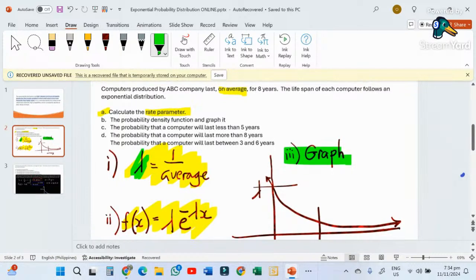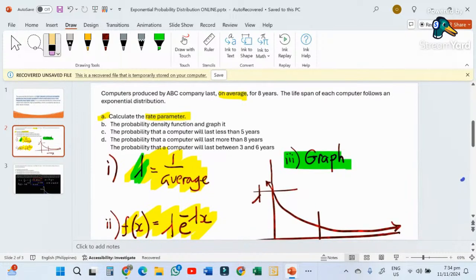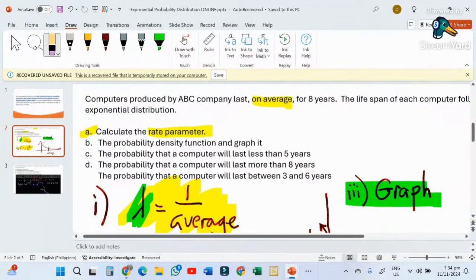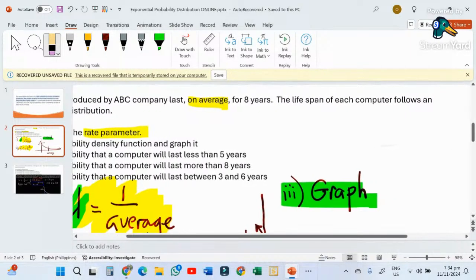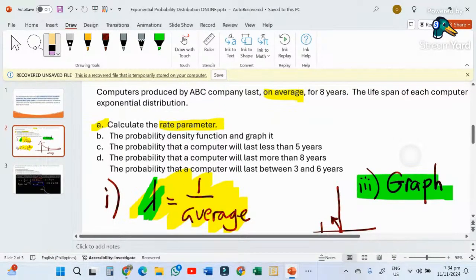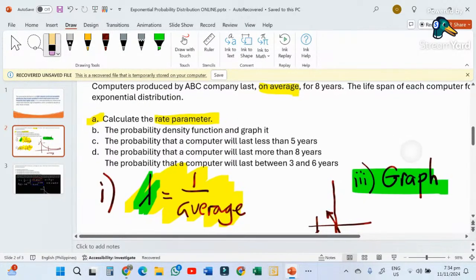Now let's have an example here. Say you have computers produced by ABC, as you can see from the problem statement, and computers produced by ABC company last on average for 8 years. The lifespan of each computer follows an exponential distribution. So it means there is a continuous progress, but it's just a little amount every period.